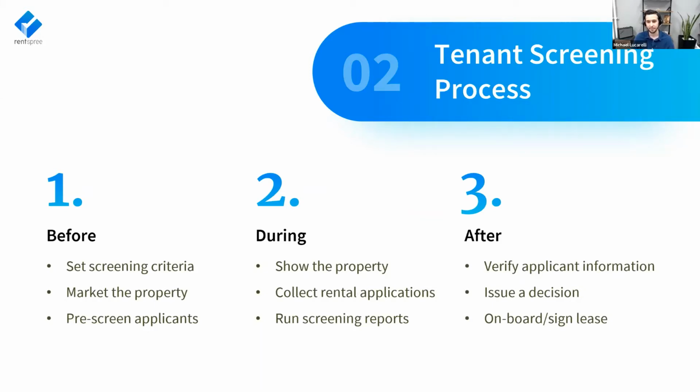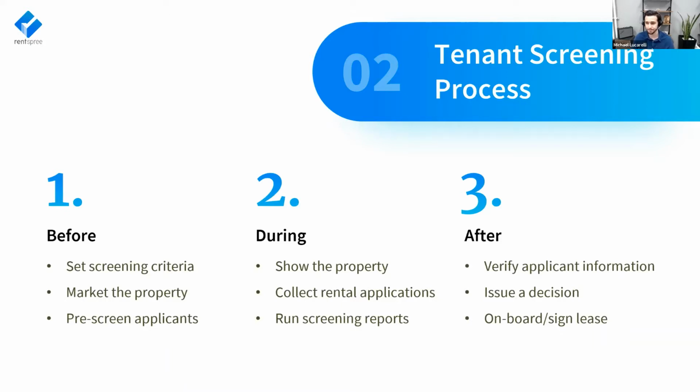So when you pre-screen applicants, you really set a baseline so that you are not moving forward needlessly in the process with applicants who might not be a fit, might not meet your minimum criteria, or maybe the timeline is just off. Maybe they're looking to move in a couple months and you need someone sooner. So it doesn't make sense to move forward and waste everyone's time.